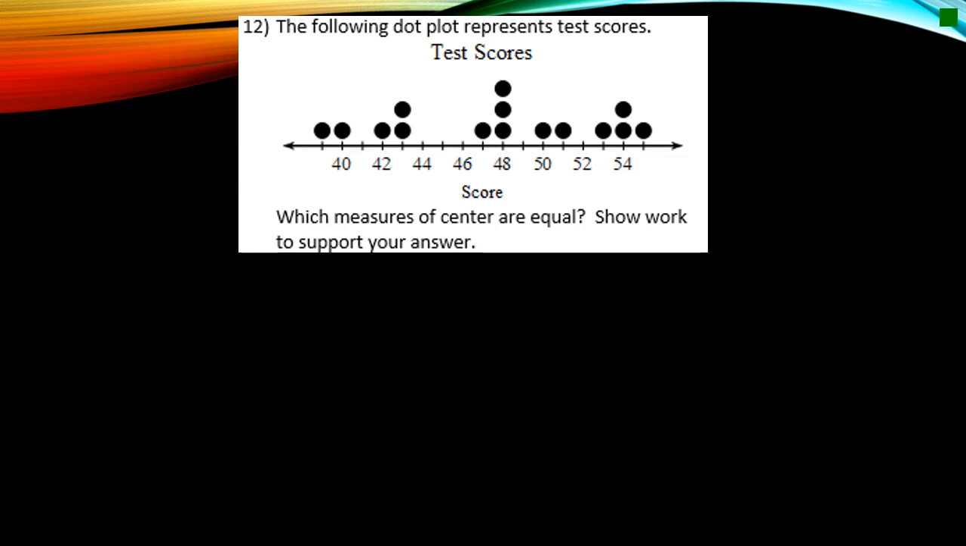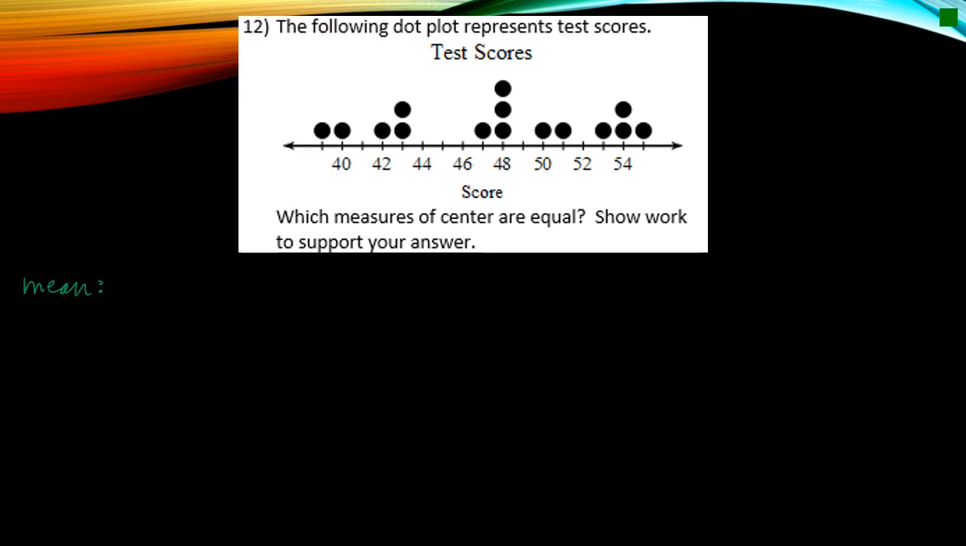We are asked to determine which measures of center are equal. Measures of center are mean, median, and mode. So we have to calculate all three of them and then determine which ones are the same. This one specifically asks us to show all of our work to support our answer. So even though you may want to do the work in your calculator to double check, you do need to have this one written out if you were going to receive full credit on the test. So let's start with mean.